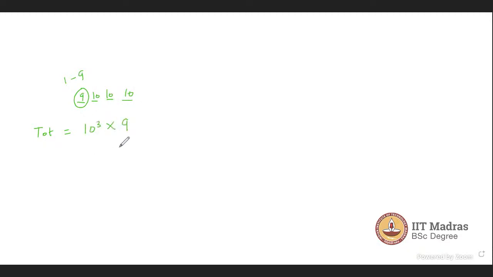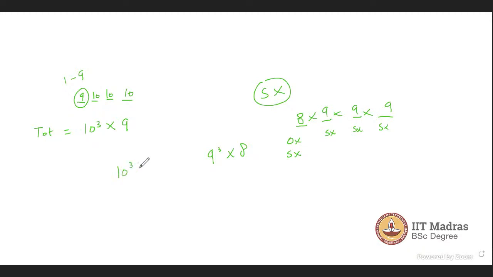Yes, sir. Now calculate the cases when 5 is not present. So on the first place, 0 is not possible and 5 is not possible. Number of ways to fill is 8. 5 is not possible, 9. 5 is not possible, 9. 5 is not possible, 9. So 9 cube times 8. So the number of ways in which at least one 5 will be here is the subtraction.